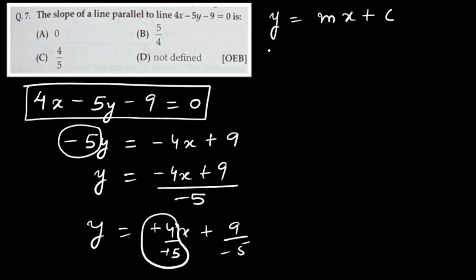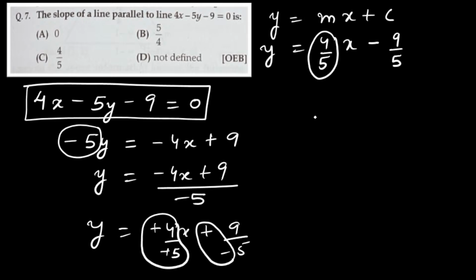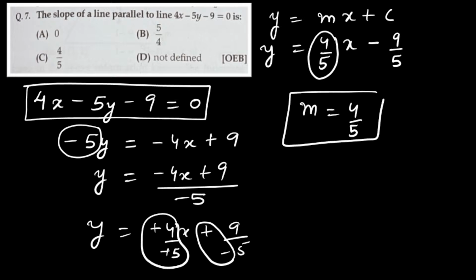So if I compare with this form, I got y is equal to 4 by 5x. Here also two signs together will convert into a single sign. Plus minus is minus, minus 9 by 5. So if we compare, we got the value of slope equal to 4 by 5. Coefficient of x is equal to 4 by 5. Now if lines are parallel, the slopes are equal. So equal slopes in case of parallel lines.